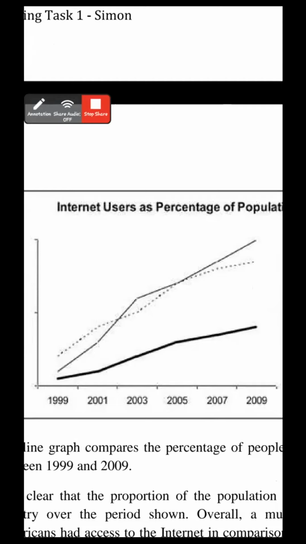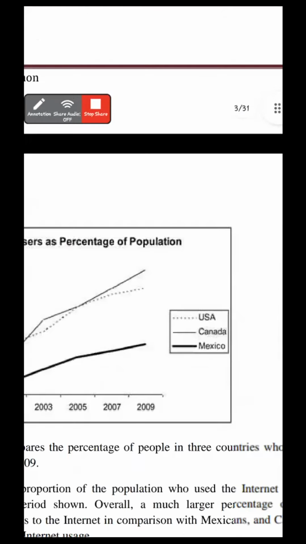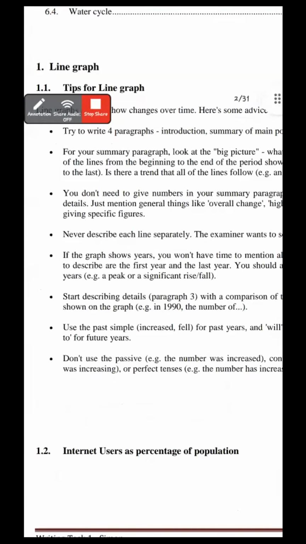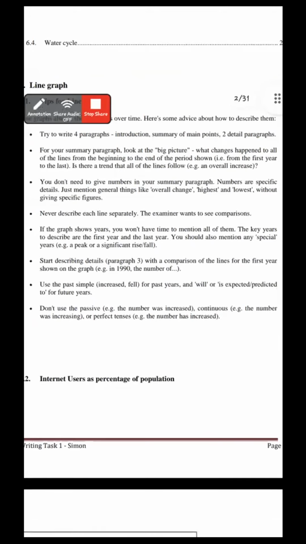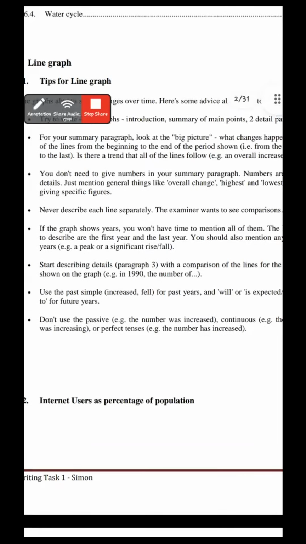Also, you can go for the median year, where there has been some sort of increase, or a peak year. We'll go through that later. First, I need you to understand the tips. Once you mention the key years, you should also mention any special years, that is, a peak or a significant rise or fall. The next tip is to start describing details with a comparison of lines for the first year shown on the graph.